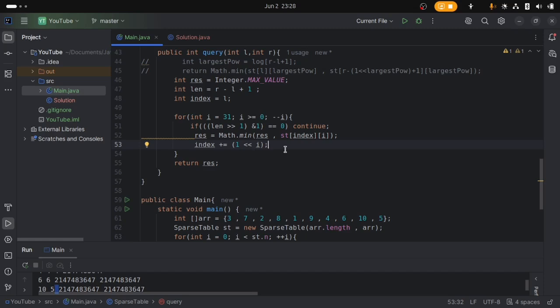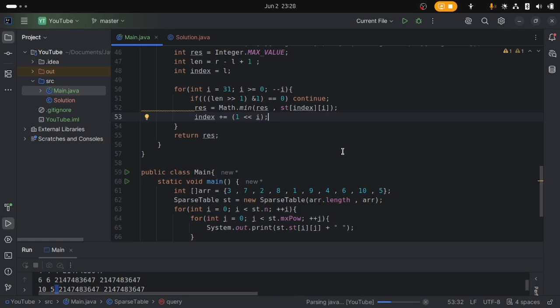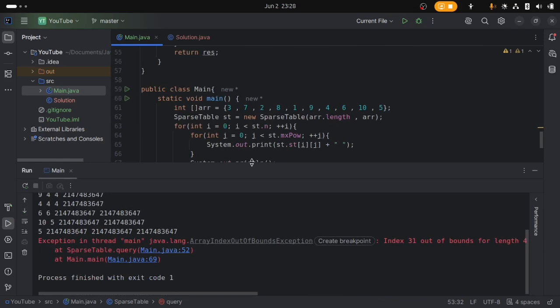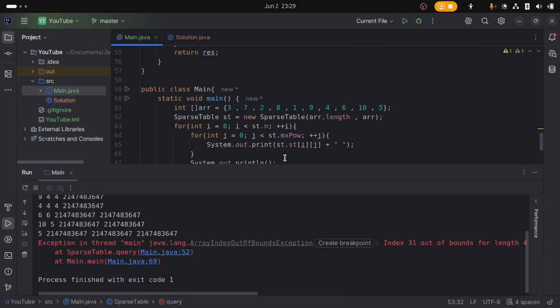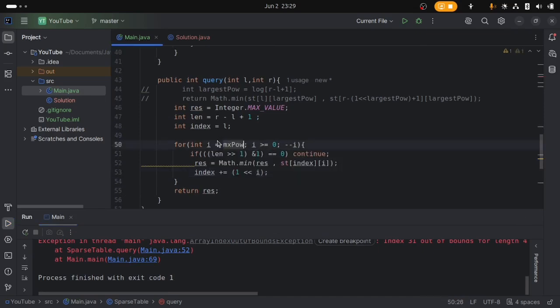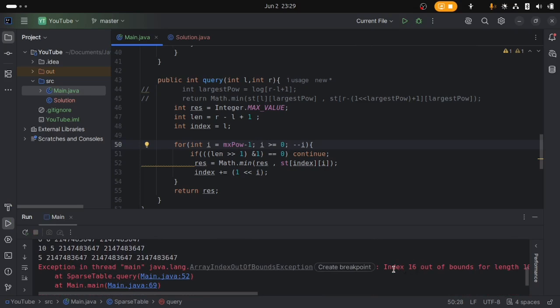So 1 plus 8, 9. 1, 2, 3, 4, 5, 6, 7, 8. Yeah, correct. Let's run this code. Okay. Out of bound error we got. Okay, so we have calculated the max power. My bad. Again, index 16 out of bounds for length 1. Index 16 out of bounds.